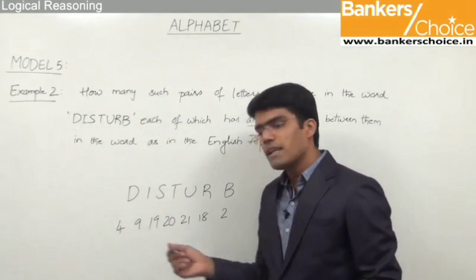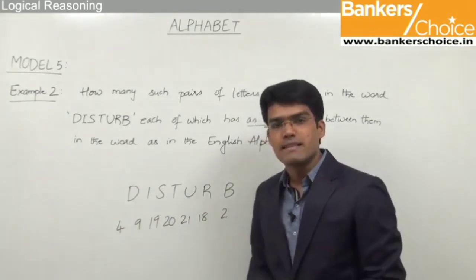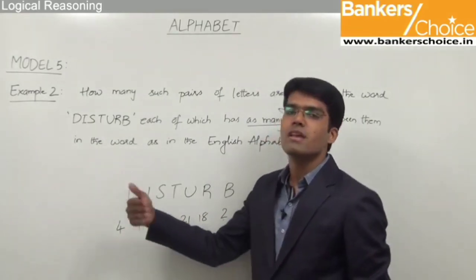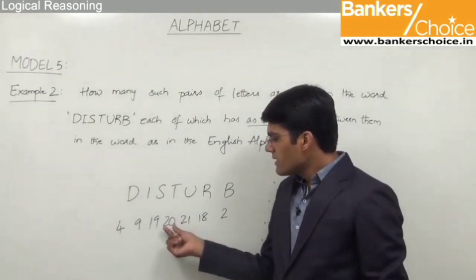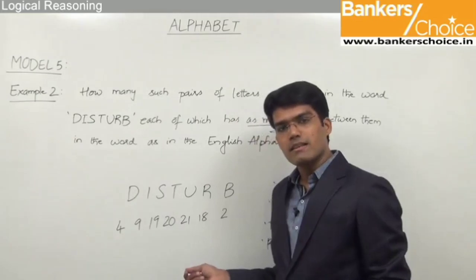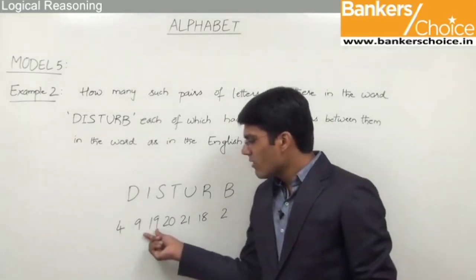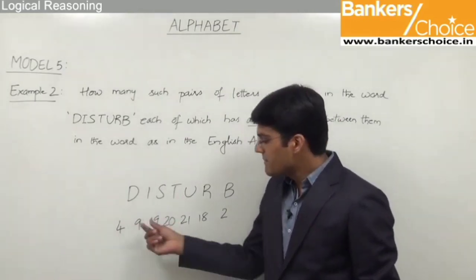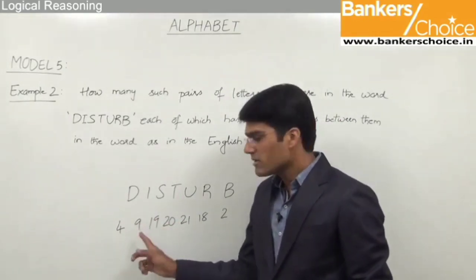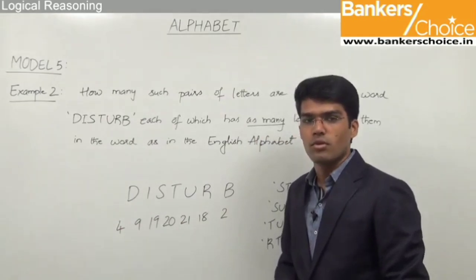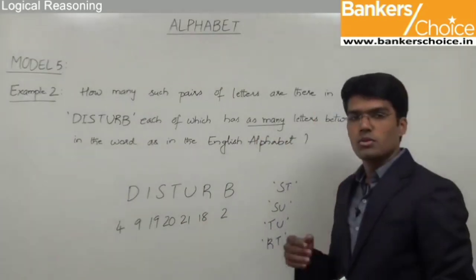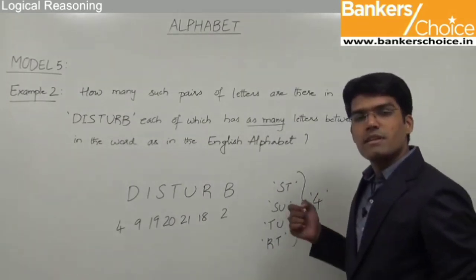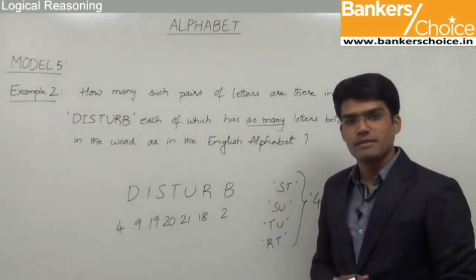21 doesn't make a pair with any of the remaining positions, because all of them are lesser than 21. Remember, always a pair is possible only when the remaining positions are higher. Similarly, 20 cannot make a pair, as the remaining positions are all lesser. 19 also doesn't make a pair with the remaining two positions, as they are lesser than 19. And same thing can be said about the position 9, because the next position after 9 here is 4, which is lesser than 9. So totally we can say that there are 4 possible pairs which have got as many letters between them in the word as in the English alphabet.